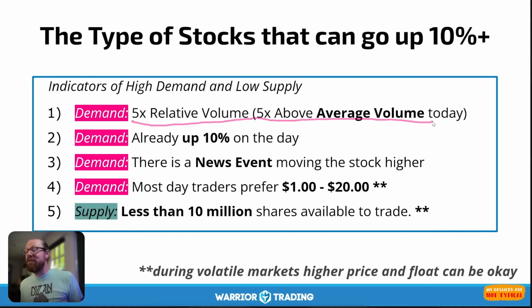But you know what? I've been trading for a long time, and every single day, there are a handful of stocks, 3, 4, 5, some days a couple more, some days a couple less, that are making a big move. Because every day, there are stocks that have news. So I look for the stock, number one, to have news. That's what's going to bring in the volume. That's going to create the 5 times relative volume. That's what's going to make the stock already up 10% on the day.